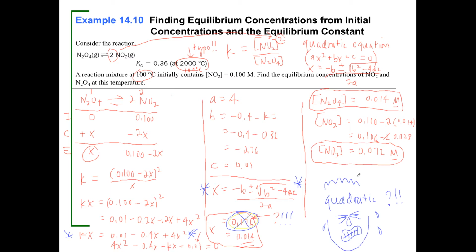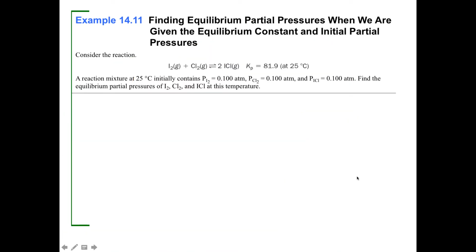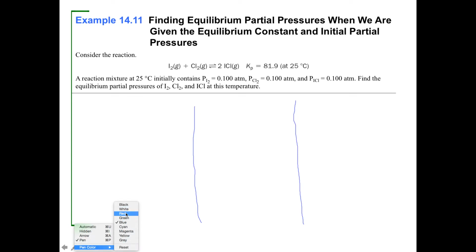Let's do one more problem here. I think this next one's going to be a little easier. We've been doing these in terms of concentrations. Let's do this one in terms of pressures. So I'm going to do the same thing I did before. I don't think I need 3 panels here. Mind if I switch to blue for pressures? Nah. We went with red. Let's go with red.